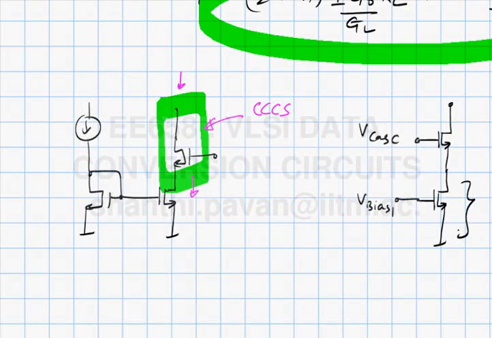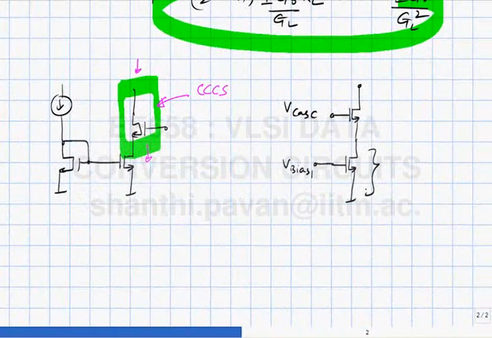What is the minimum voltage required to keep the lower transistor in saturation? What is the minimum VDS required? It's delta V, which is VGS minus VT. So what is the lowest voltage that you can apply to V cascode? Okay, what is the motivation behind this discussion?